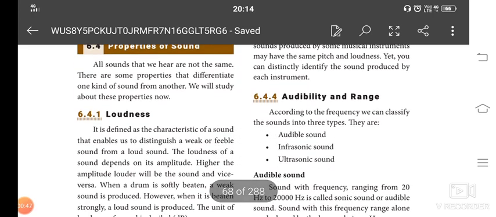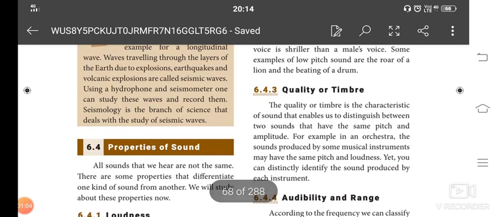Loudness. Loudness we know. When we can hear from a long distance, it's the loudest sound. And when the drum is beaten softly, what is happening? We can hear it only for a particular limit, but when it is beaten very strongly, we can hear it over a long distance. This is called the loudness of sound.